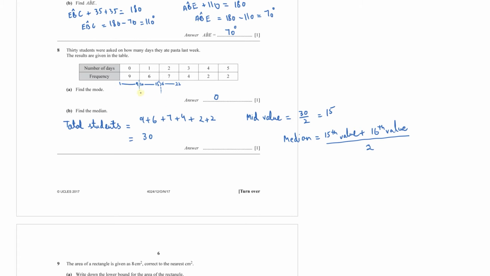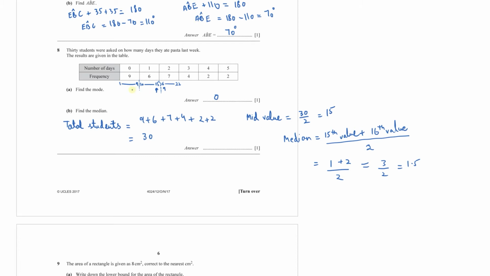So where does the 15th value lie? Here is the 15th value and this is 1. So your 15th value is 1 and your 16th value is here. So the 16th value is 2. So you get 1 plus 2 divided by 2, which is 3 over 2, which is 1.5.